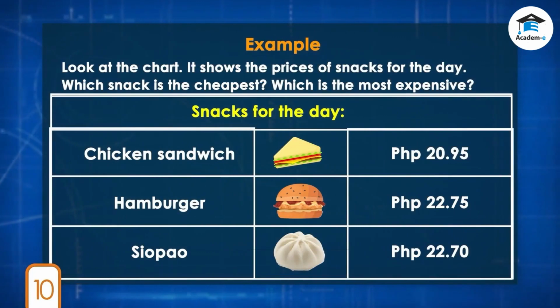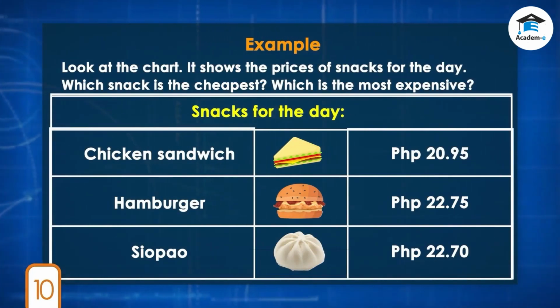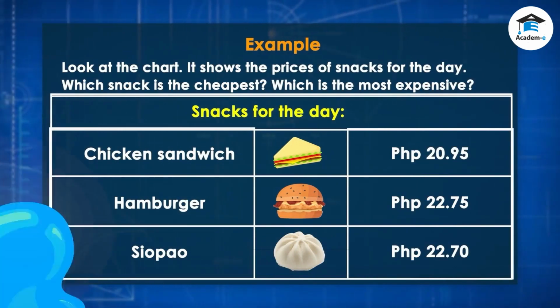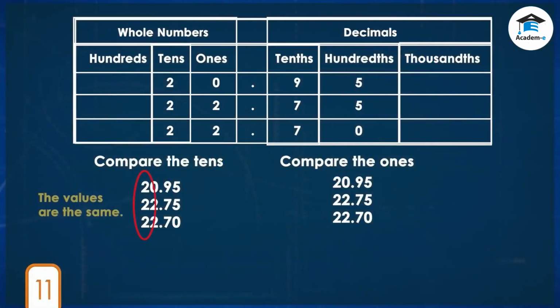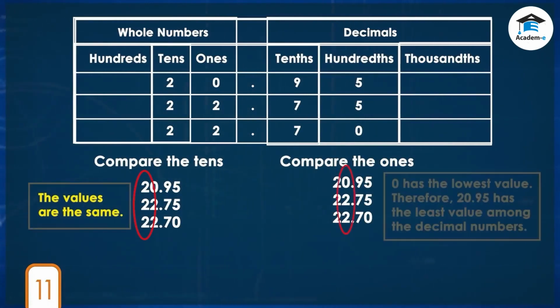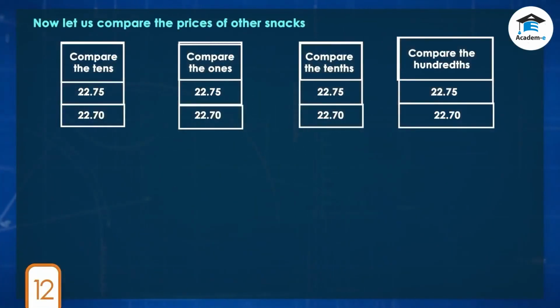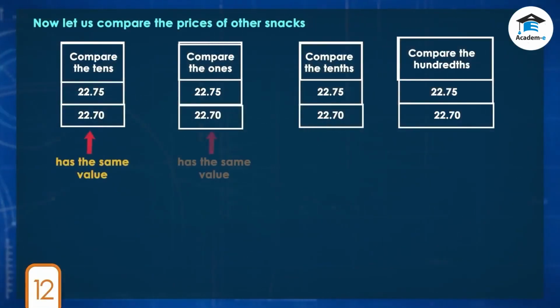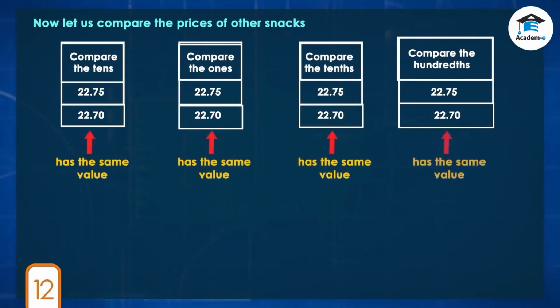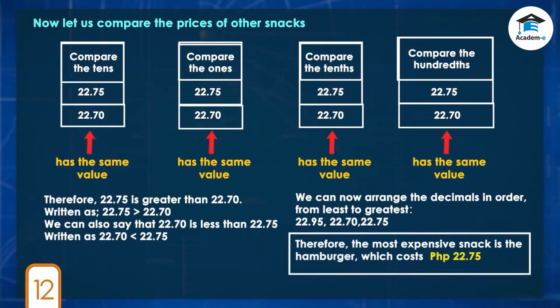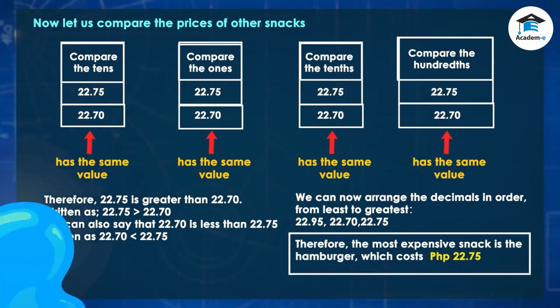Example. Look at the chart. It shows the prices of snacks for the day. Which snack is the cheapest? Which is the most expensive? Therefore, the chicken sandwich is the cheapest snack on the list. Now, let us compare the prices of other snacks. Therefore, the most expensive snack is the hamburger, which costs 22.75 pesos.